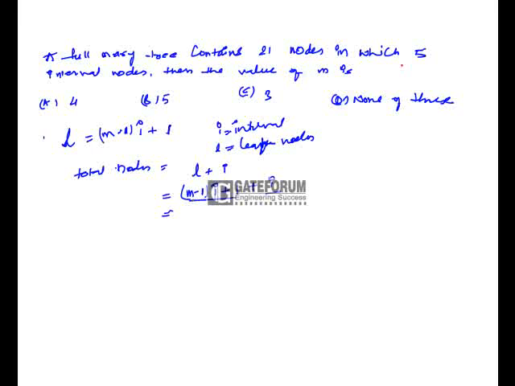Here internal nodes is given as 5. So (m minus 1) into 5 plus 1, plus 5, is equal to the total number of nodes, which is given as 21. So 21 is equal to (m minus 1) into 5, plus 5 plus 1, which is 6. So 21 minus 6 is 15, equal to (m minus 1) into 5. This implies m minus 1 is equal to 3, so m is equal to 4.